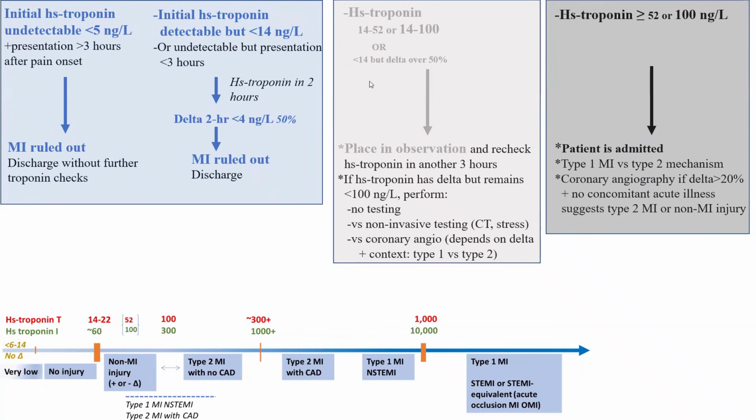If troponin remains in that gray zone, even if you have a significant delta, but you remain in that gray zone, then here you individualize. You may decide not to perform any testing, particularly if that patient already had CTA in the last 2 years or a stress test in the last year. Or you may decide to perform non-invasive testing, or you may decide to perform coronary angiogram. And if you decide coronary angiogram, it depends on the fact that this patient has delta and he has a context of type 1 MI.